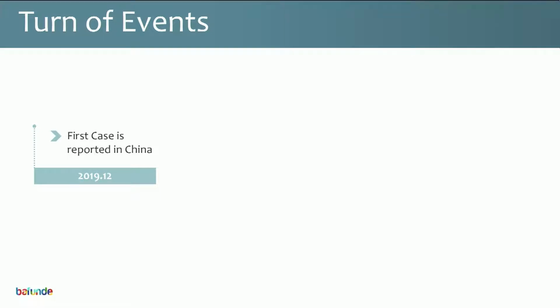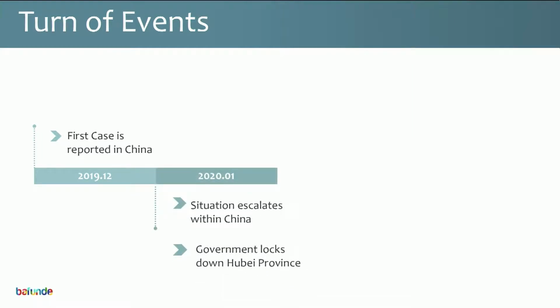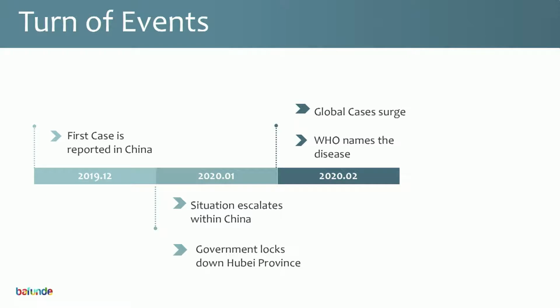So the first case being reported in December 2019, the Chinese go for a two-week holiday, the lunar holiday. And then the situation escalates, okay? After the situation escalates, the government locks down Hubei province. And now in early February, the global cases start to increase. It's not only in China. Now we started having cases in the United States, in Germany, in the UK, but the numbers were still low. And then because the situation was getting out of control, the World Health Organization jumps into action, and one of the first things they did was to rename the virus from coronavirus disease to COVID-19.